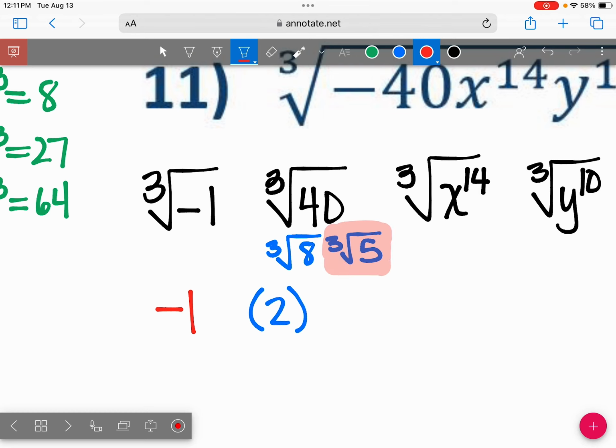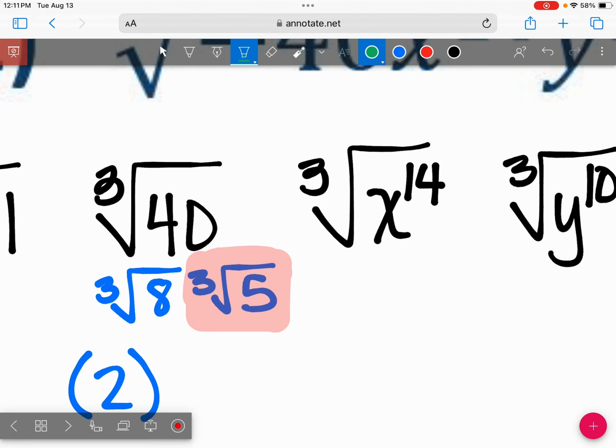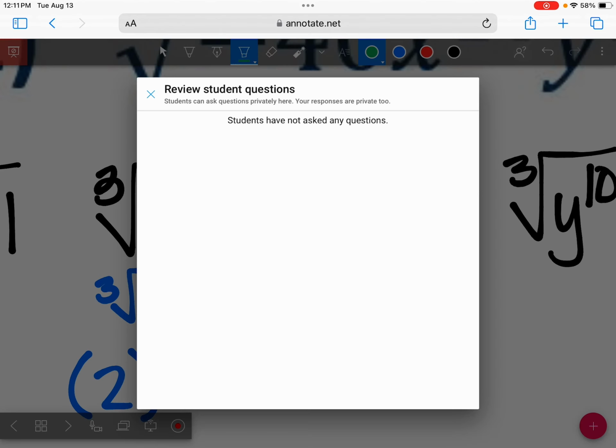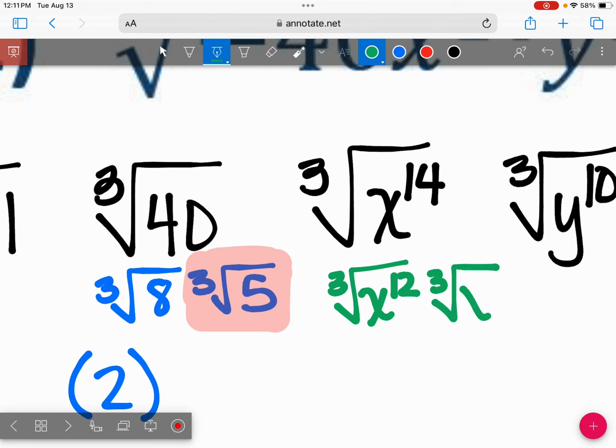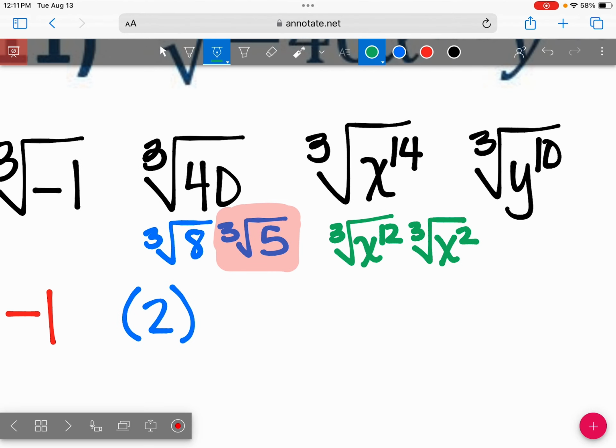Okay, you have 14 people. How many groups of 3 can you make with 14 people? 4. So I'm going to take this and separate this down to the cube root. So this is the cube root of x to the 12th and the cube root of x squared. So I already know that the cube root of x to the 12th is x to the 4th.